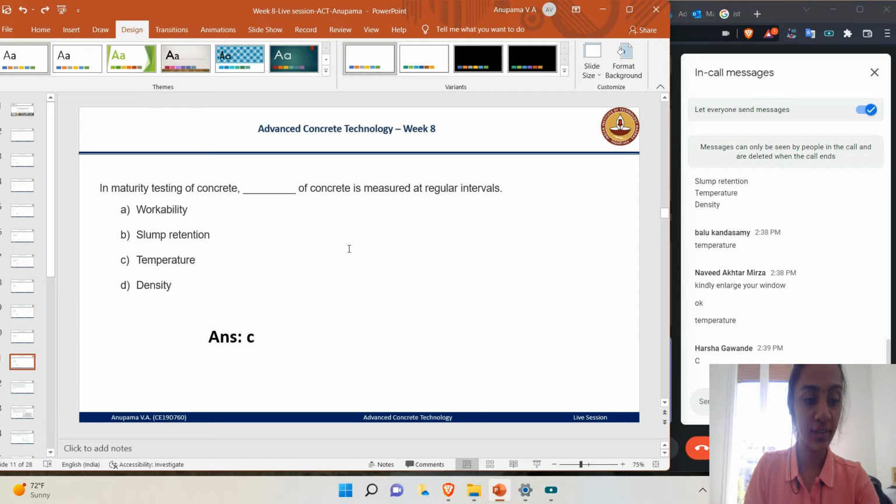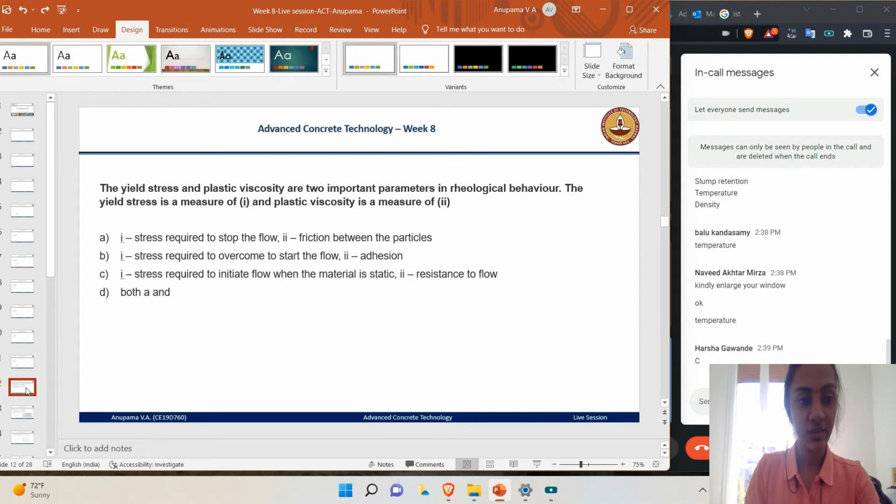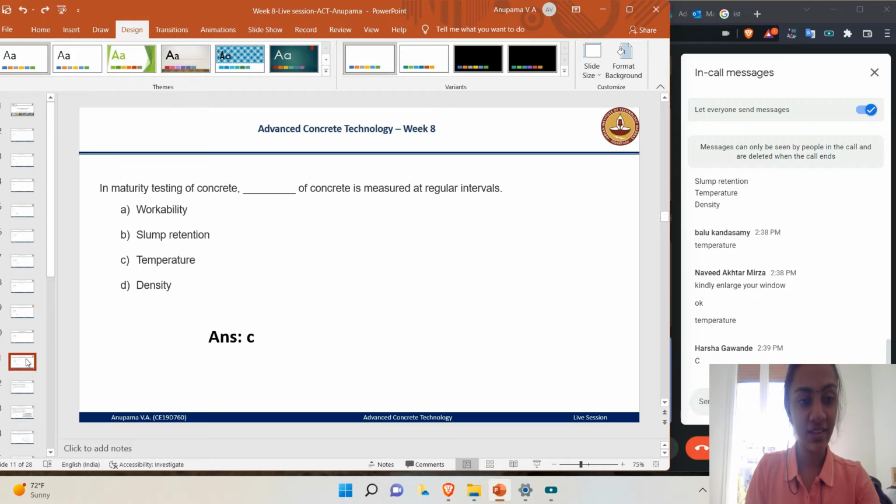Okay, so moving on to the correct answer. The correct answer is C, that is temperature. We generally measure the temperature. We can always measure the workability or slump retention or density, but it is not that easy. When the concrete is kept in place, we cannot keep on checking the workability or the slump retention. So we generally go for checking the temperature of the concrete.